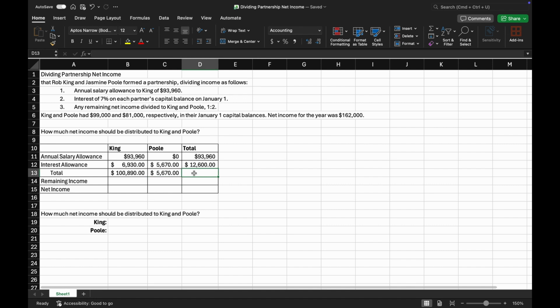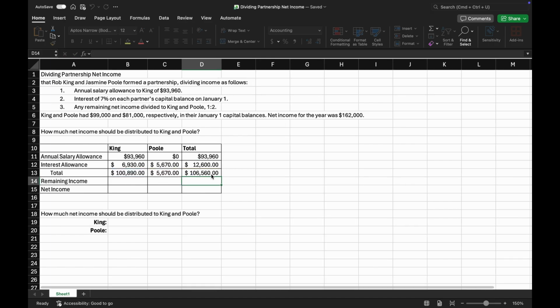For the total allowance, that'll be $100,890 plus $5,670, which comes out to $106,560 for the total allowance. Now we must calculate the remaining income by subtracting the total allowance from the net income for the year and then multiplying by the 1-to-2 ratio.